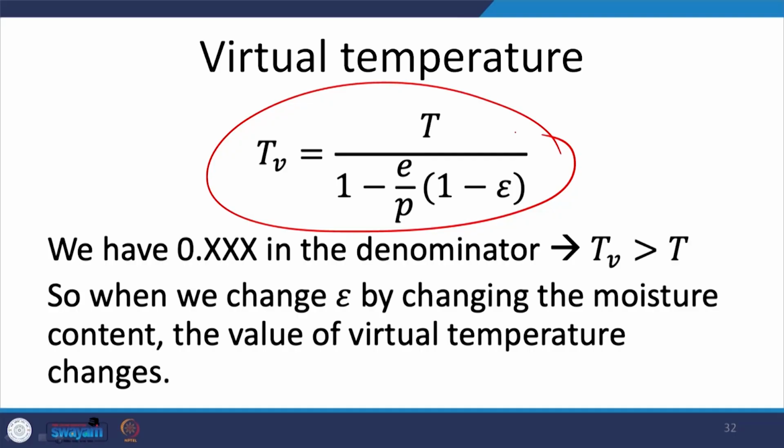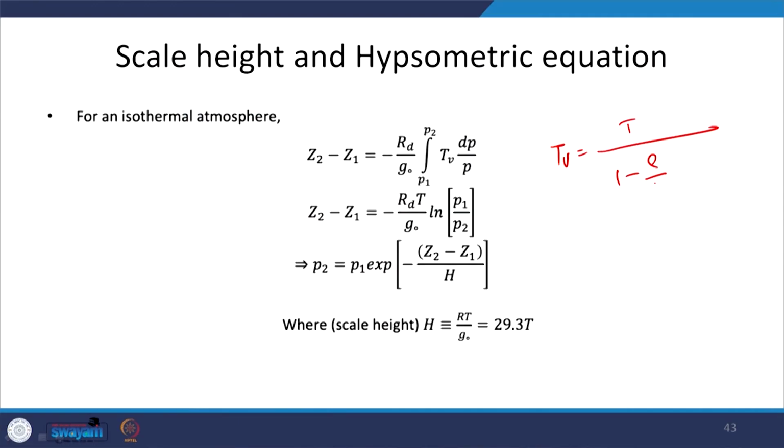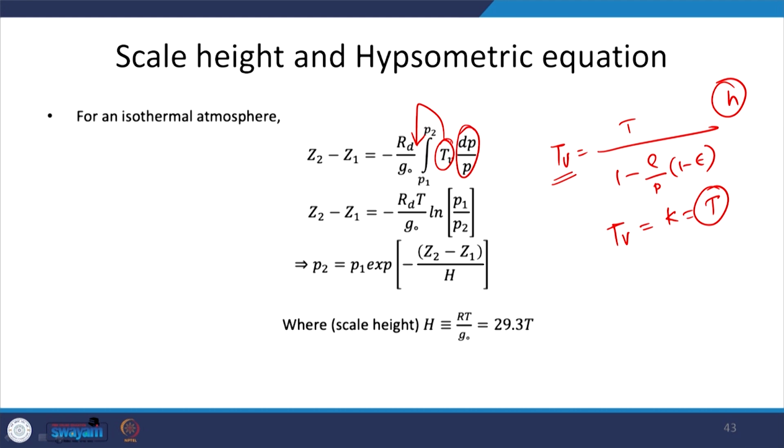So, Tv equals T, the actual temperature, divided by 1 minus E by P into 1 minus epsilon. Here it makes sense to have Tv inside the integral. Now, if you say isothermal atmosphere, you no longer vary Tv with respect to height. So we say Tv is a constant which we are free to call T. Tv comes out of the integral: Rd times T divided by g naught, times ln. You evaluate this integral from P1 to P2. So the geopotential thickness of two pressure surfaces P1 and P2, Z2 minus Z1, equals minus RdT divided by g naught, ln of P1 by P2.